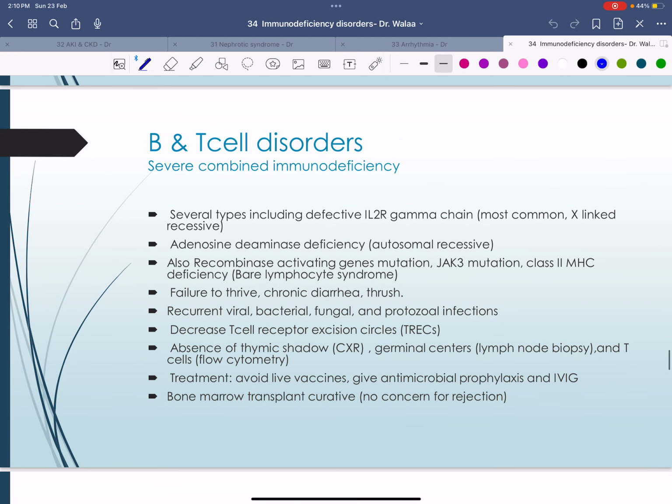Combined B and T cell disorder. We talked about a type of combined T cell and B cell disorder. What is it? Common variable immunodeficiency. We said there is some degree of T cell dysfunction as well. The more severe form of combined deficiency is severe combined immune deficiency, or SCID.